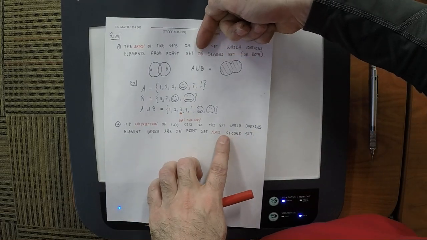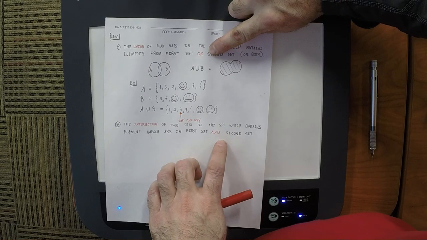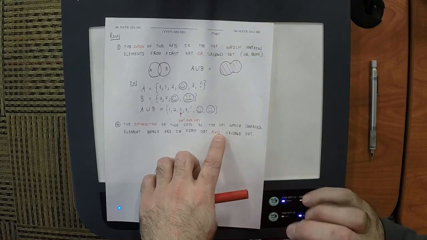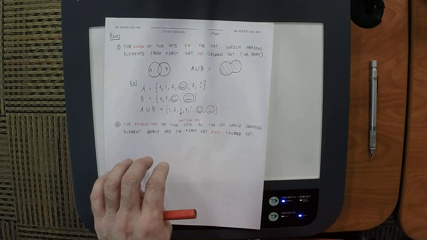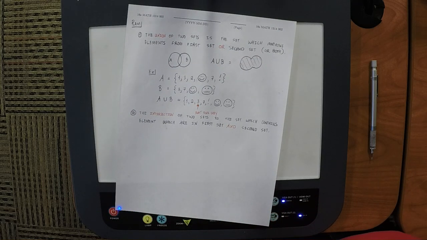I wrote the key word in both of them in red. So for union, the key word is or, and for intersection, the key word is and. That means that it has to be in the first one and also the second one. A typical example: when you're driving and two roads are meeting, what's that little region where you're on both roads at the same time? The intersection, right? Because that little rectangular patch is part of both roads. So it's the intersection.